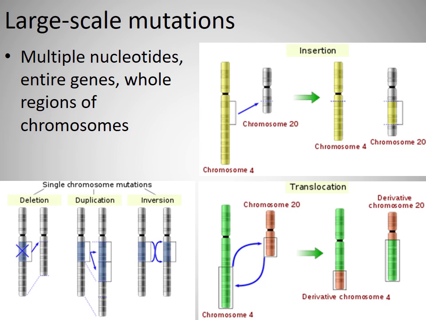Okay? These next series of slides here, the large-scale mutations, this will actually be probably matching or some sort of multiple choice question. I'm not going to ask you too much on this. They're pretty straightforward in terms of the mutation that we're talking about. But large-scale mutations are multiple nucleotides, not just a single base pair. It's multiple nucleotides or entire genes. Not only that, but also regions of chromosomes.